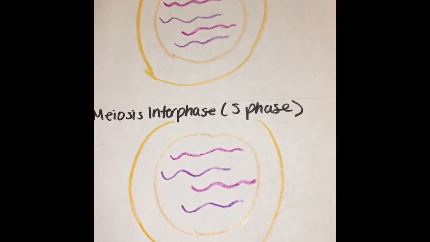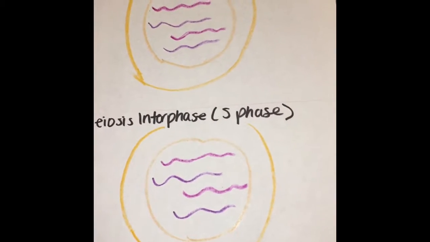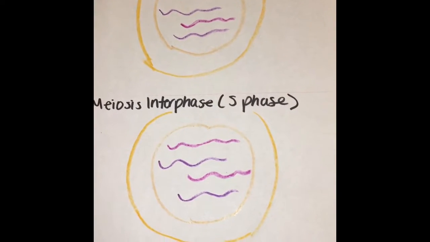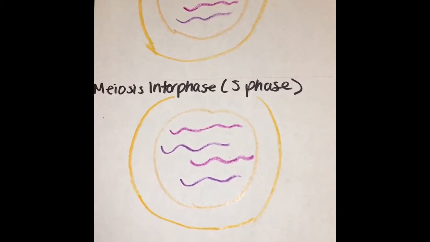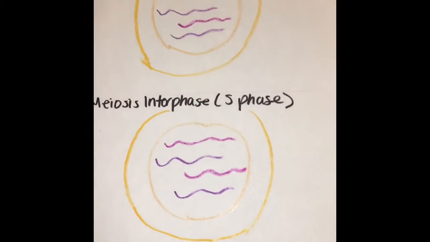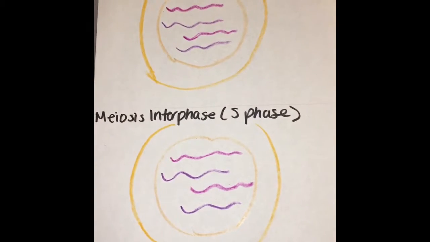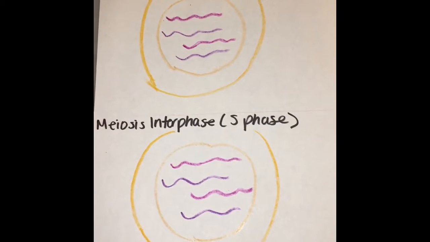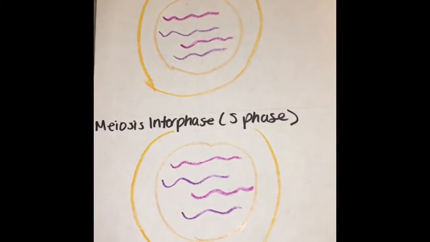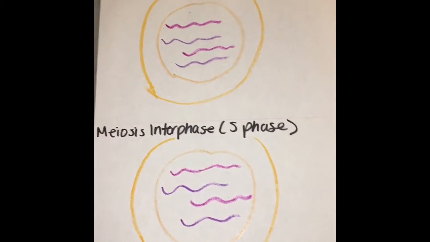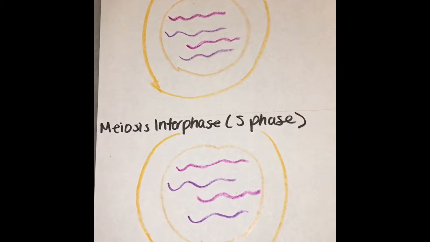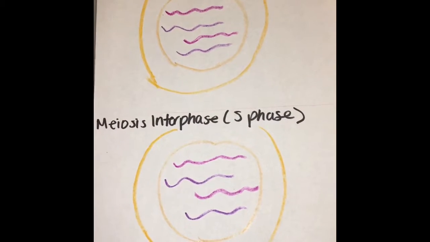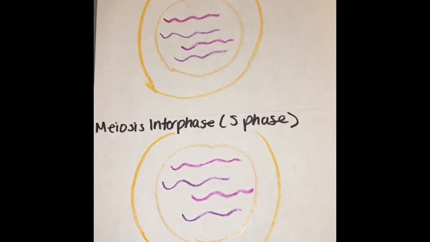You are now looking at two cells. The cell on the top will again be a mitosis process, and the cell on the bottom will be the meiosis process. This will happen throughout the video so that you don't confuse each phase. So I'll separate it so that you can see it more clearly. Both of these phases take place before mitosis or meiosis occurs, and that is interphase.